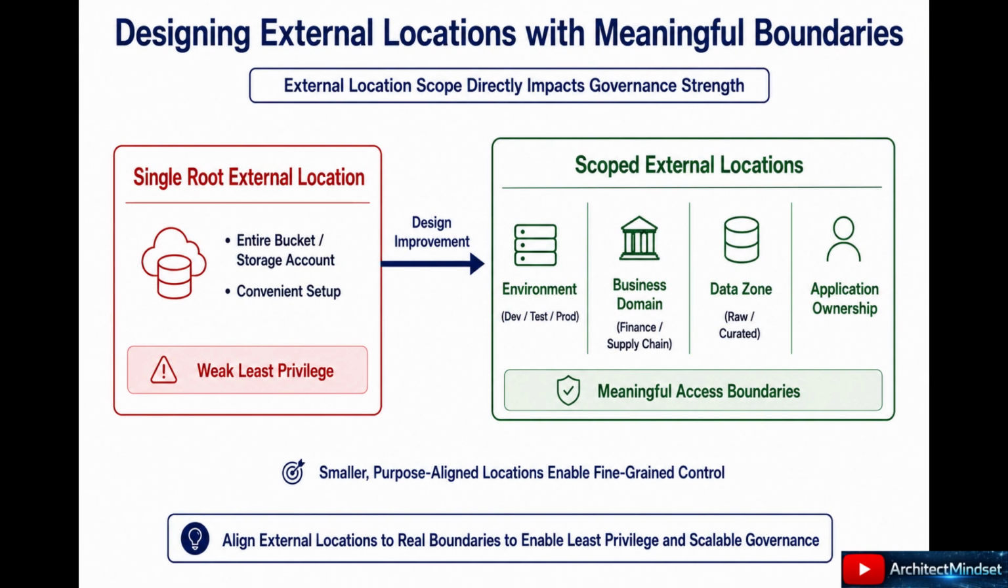For architects, the responsibility is to ensure that the external location structure matches the enterprise operating model. A common mistake is to create one external location at the root of a large bucket or storage account. That may look convenient during the setup, but it weakens your ability to apply least privilege. A better design is to align external locations with meaningful boundaries, like environment, business domain, data zone, or application ownership.